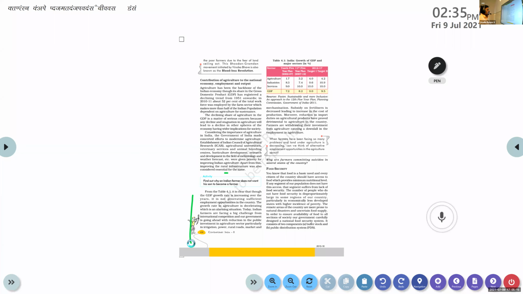Import duties of agricultural products have improved. It's not improved, just proved. Detrimental to agriculture in the country, farmers are withdrawing their investment from agriculture, causing a downfall in the employment in agriculture. Okay, so this is the basic problem that is faced by the Indian farmers.